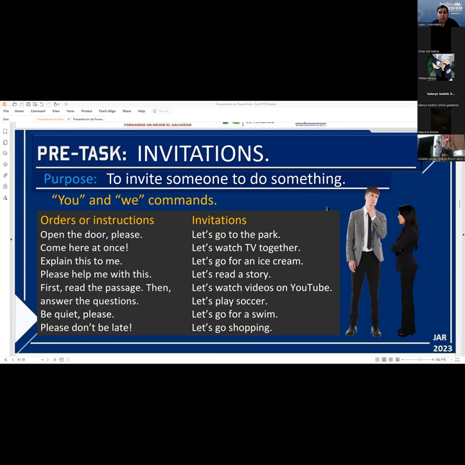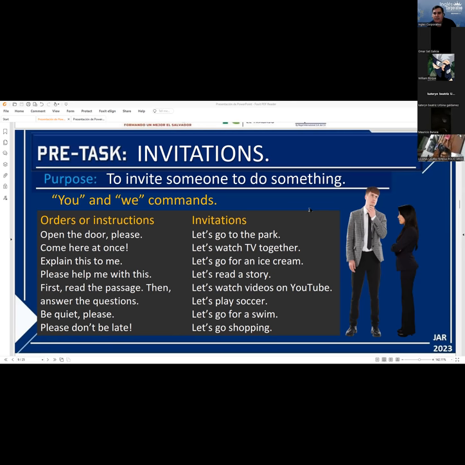It's an imperative. So we have two imperatives. In English, there are two imperatives. Like an order or instruction, like open the door, sit down, come here, don't be late, etc. Like the examples here. Open the door, please. Come here at once. Explain this to me. Please help me with this. First, read the passage. Then, answer the questions. Be quiet, please. Please, don't be late. These are orders and instructions.